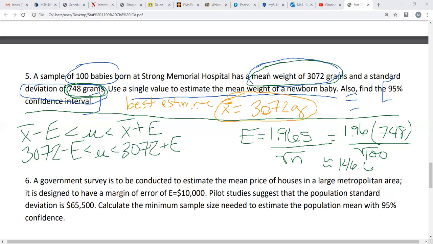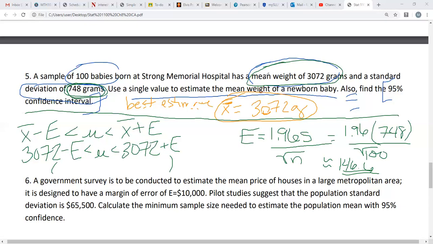You'll see sometimes they say to keep the margin of error to the same number of decimal places as the mean. I do not stress that, so your homework might, but just know that on a test, it doesn't matter to me how we round. So I'm okay with keeping this at 146.6. If you feel more comfortable having it at 147, like your homework asks, that's fine as well.